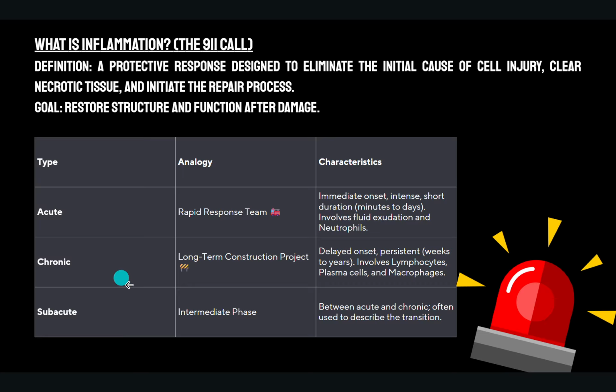And here we have our chronic inflammation. This is the long term construction project. It's slow, persistent, and involves different, tougher workers. This happens when the quick fix fails and the crew has to settle in for months or years to rebuild or contain a structurally damaged area. So here we see delayed onset, persistent, and it involves lymphocytes, plasma cells, and macrophages. We have another type that's subacute. So it's an intermediate phase between acute and chronic, often used to describe the transition.